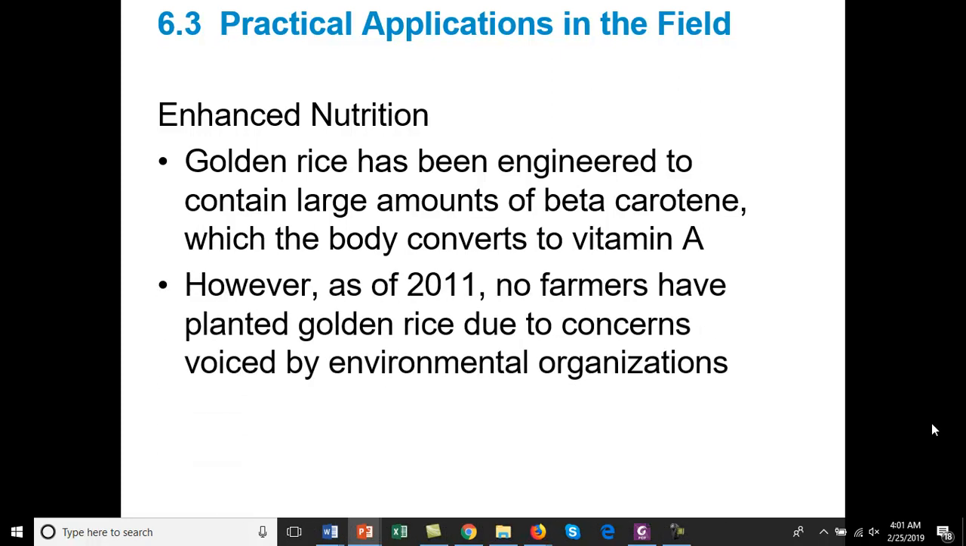Okay. However, there's a real outcry against GMOs. And as of 2011, even though this is a crop that I think may have benefit, I'm still kind of on the fence about it, but no farmers have planted golden rice. This is as of 2011, so it's about 8 years old, because of environmental concerns with GMOs.